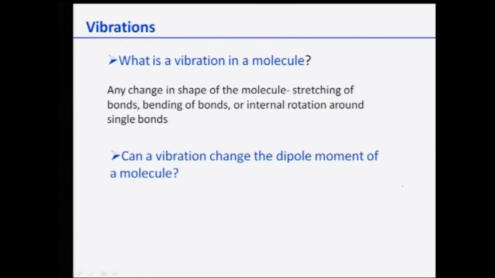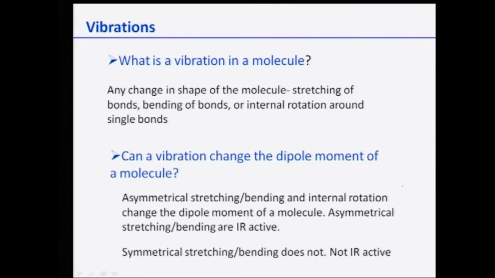So these are all vibrations. Vibration means stretching of bonds, bending of bonds, and internal rotations, which I have shown you already, and vibration can change the dipole moment. I have also shown you that asymmetrical stretching or bending, or internal rotations like the wag, can change the dipole moment of the molecule. Symmetrical stretching or bending does not normally, so they are not active to the IR radiation.